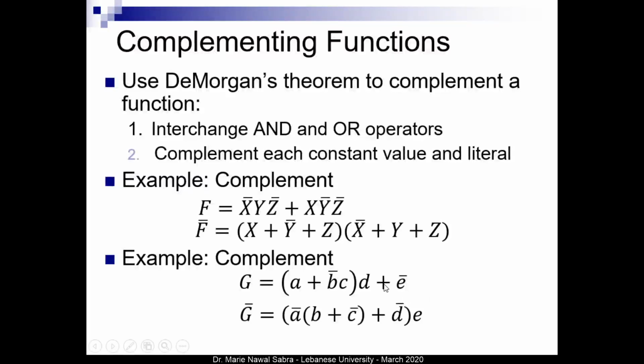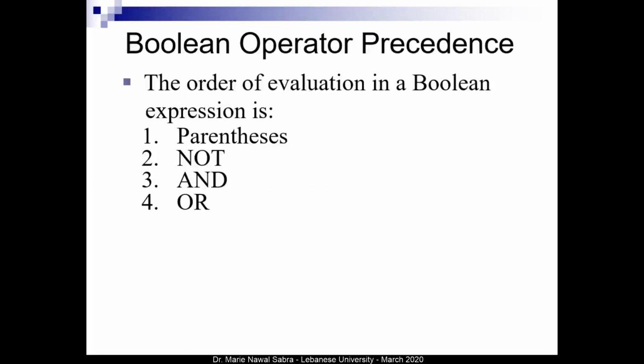Again, I'm going to change every and to an or, every or to an and, and the variables themselves are going to switch states. The Boolean operator precedence is just like the arithmetic: we have first priority on parentheses, then the not, then the and, and finally the or.